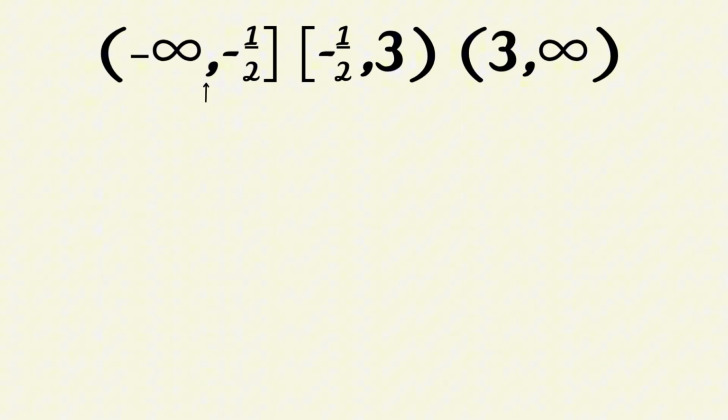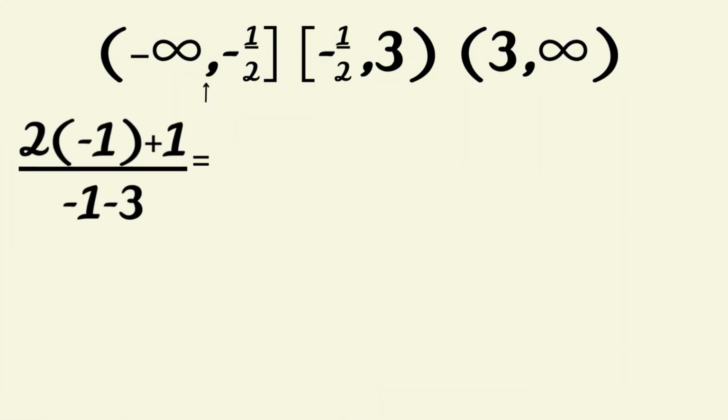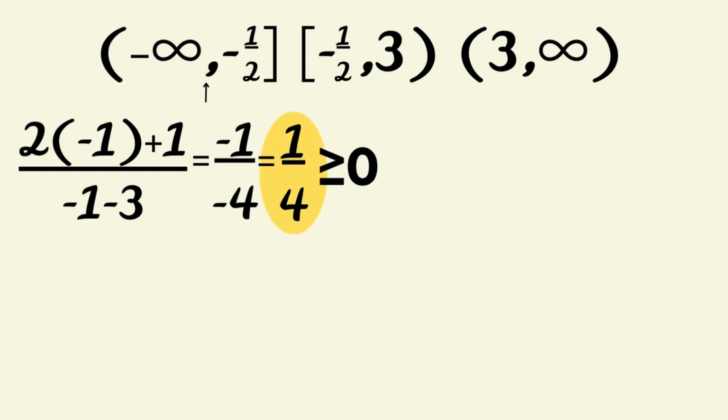For negative infinity and negative 1/2, we will use negative 1 because negative 1/2 is negative 0.5. 2 times negative 1 plus 1 over negative 1 minus 3 is negative 1 over negative 4. Negative 1 over negative 4 becomes positive 1 over positive 4. 1 over 4 is greater than 0, so this is part of the solution.